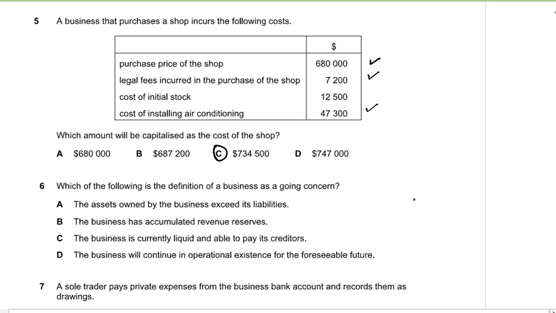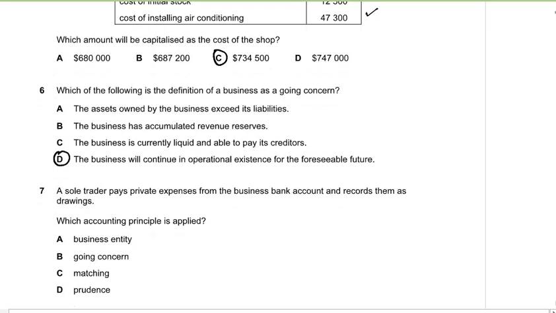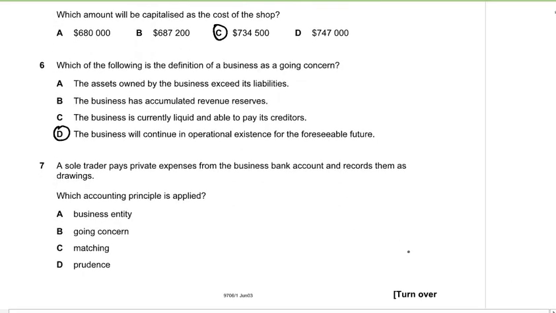Option A, they are saying the assets owned by the business exceed its liabilities. No, that's not what we are looking for. The business has accumulated revenue reserves. That's rubbish. Then the business is currently liquid and able to pay its creditors. That's nonsense. Then the business will continue in operational existence for the foreseeable future. This is what conforms to the definition that we have just agreed on. Then we go to question number 7.